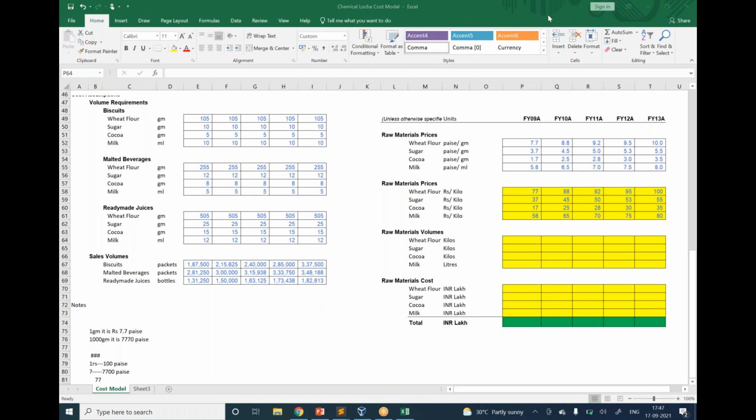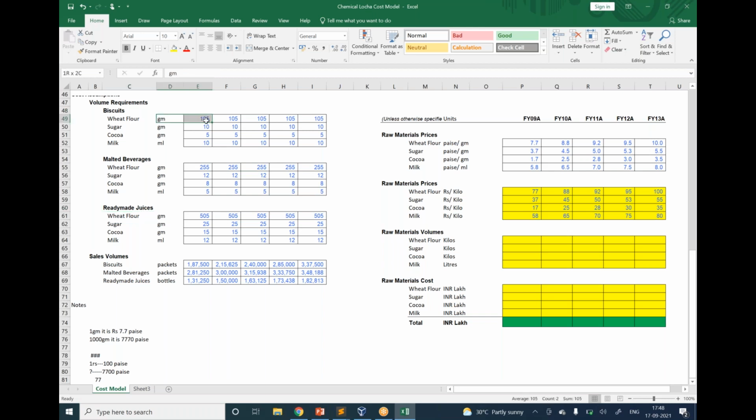Think again. I'll give you 2 minutes time. Okay, I'll give you a clue over here. See, here it is asking how many wheat flour you need, how much of sugar you need, how much of milk you need. Okay, so I need wheat flour for what? For biscuits, for malted, and for ready-made juice. Put together how much of wheat flour I need.